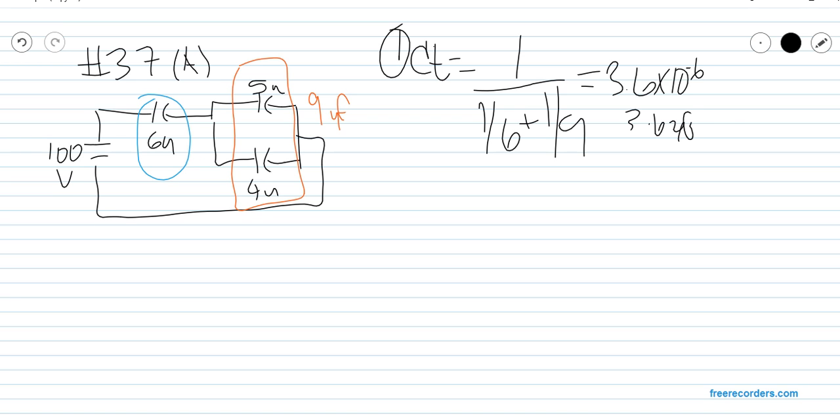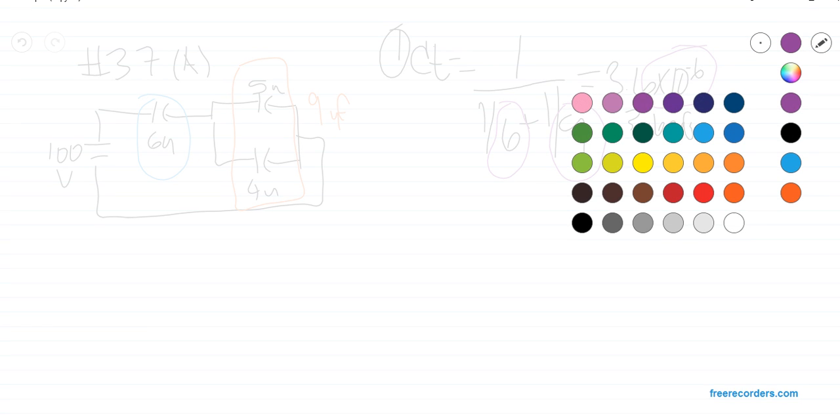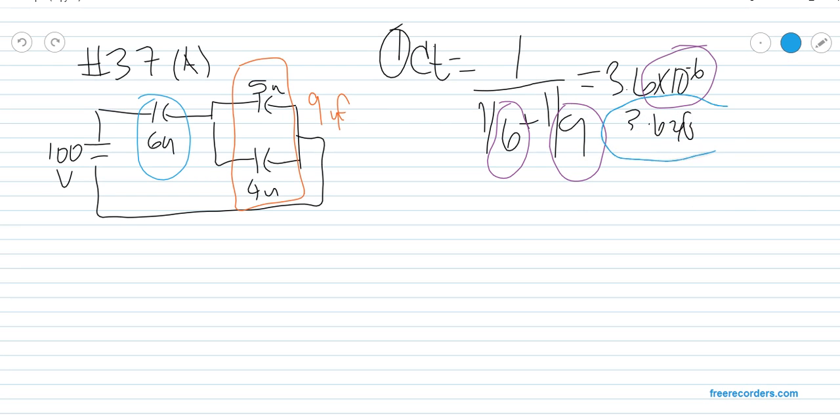Now, I can't explain this if it makes sense for you guys. I don't do the whole large problem if they're the same prefix. If you make them all the same prefix, you don't have to worry about the 10 to the minus whatever when you're going through the problem. But that being said, we know that our capacitance total is 3.6 microfarads.